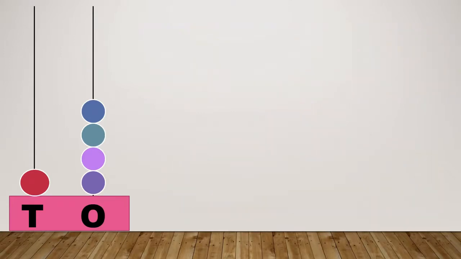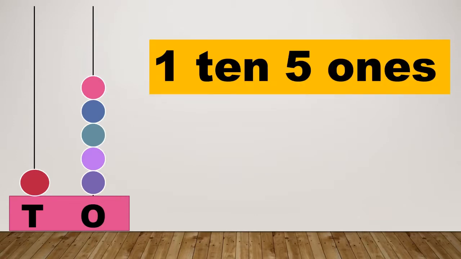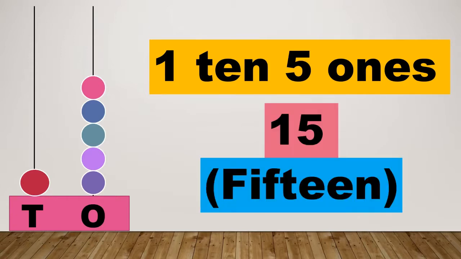Let's put one more bead in ones place. Already it has 4 beads and I put one more. So can you count and tell me how many beads altogether in ones place now? Right, 5 beads. 1 ten, 5 ones. 1 ten, 5 ones makes 15. FIFTEEN, 15.